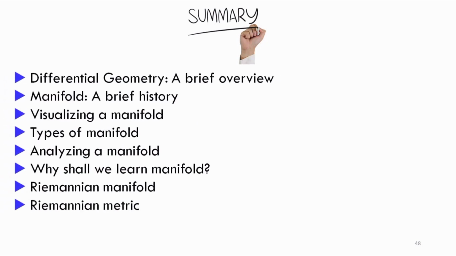So just a quick summary over here. We learned about differential geometry, an overview. We learned about manifold, a brief history. The Mobius part I think is quite interesting. Visualizing a manifold: how do we visualize, get the positive and negative curvatures? What are the different types of manifold we came across? Analyzing a manifold, the local Euclidean spaces, the basic reason why we should learn manifold, Riemannian manifold, and upon that, what is Riemannian metric. So that's all. I think we have covered many parts in the video.